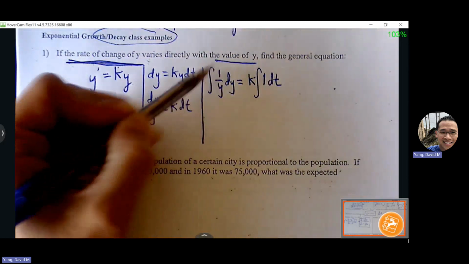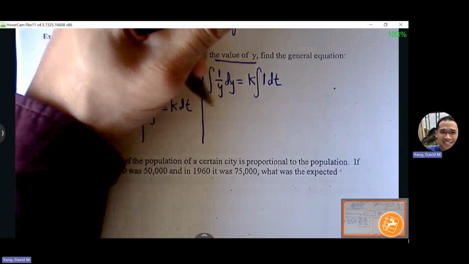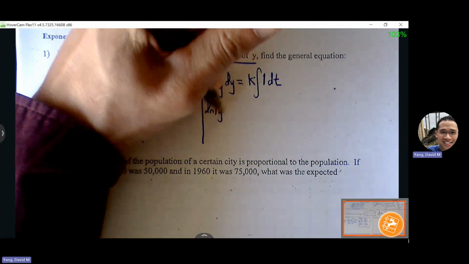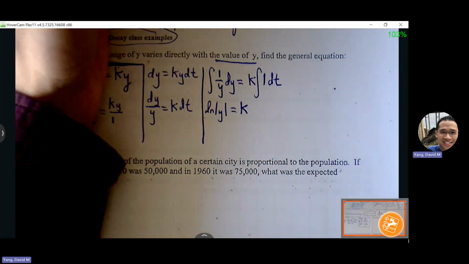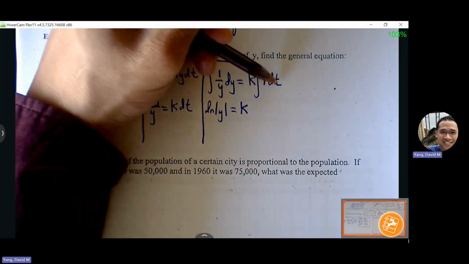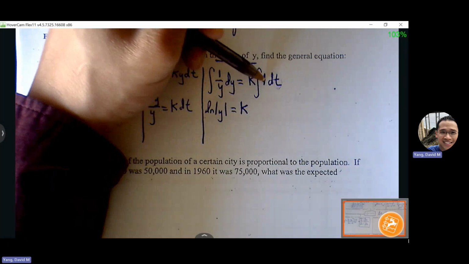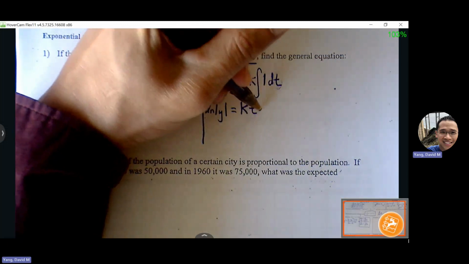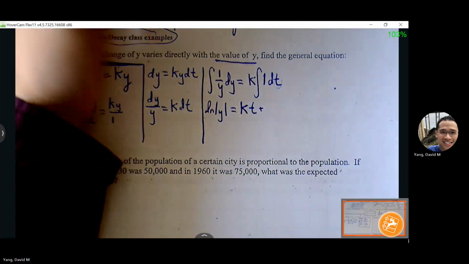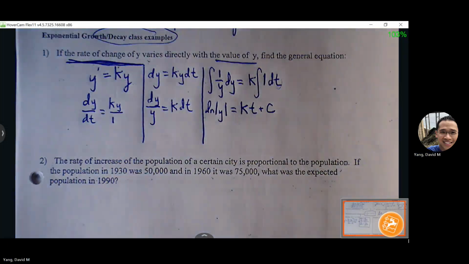Okay, so let's go through the rule here. What's the integral of 1 over y dy? Natural log of absolute value. The k is going to stay. 1 becomes what? T. Good. So our independent variable is t. So the constant will rise up to a degree 1. So kt plus c. Okay. Everybody okay so far?